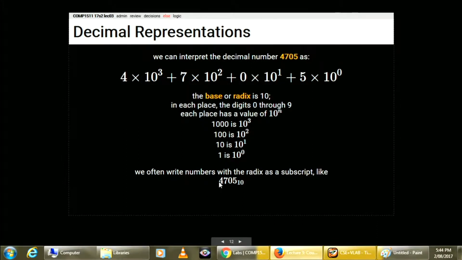Cool. And we can write numbers with the base or the radix as a subscript, so like the number and then base 10, with 10 down the bottom in smaller writing.